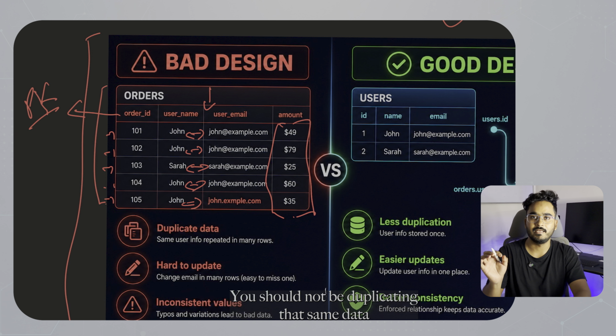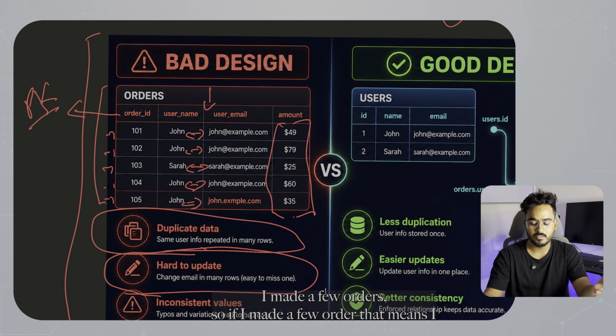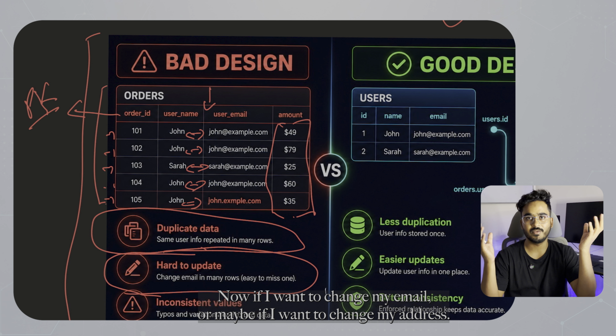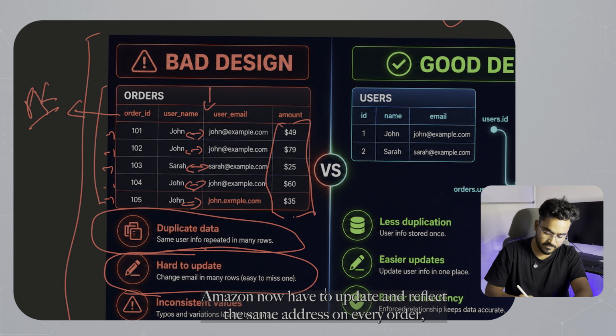Just imagine if you are a user, just like myself, I am Tariq Shamim, I am a user on Amazon, and I made a few orders. If I made a few orders, that means a lot of orders have been created. Let's say 4 orders have been created. Now if I want to change my email, or maybe my address, Amazon has to update and reflect the same address on every order. Like they have to change my email here, on this row, and on this row.